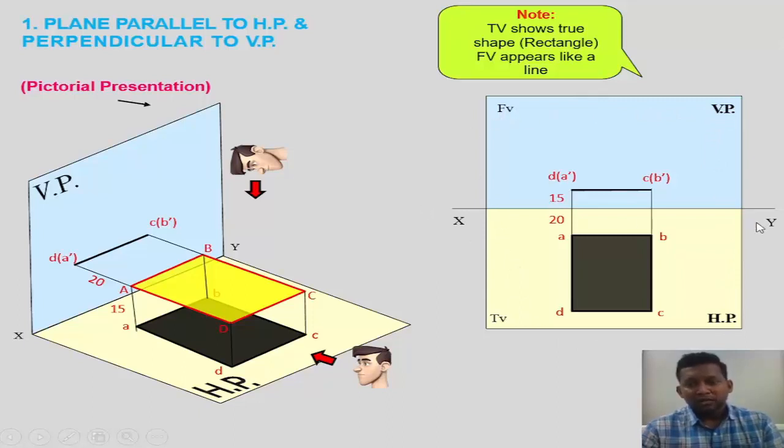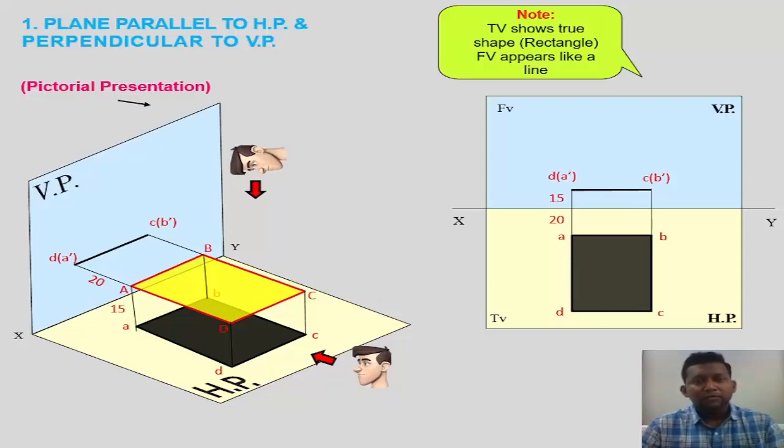Here is the XY reference line, and above the XY reference line, the entire area is your vertical plane. On the vertical plane, we project the front view; on the horizontal plane, we project the top view. You can see the three-dimensional representation of the quadrants here, the first quadrant. Since I can see the true shape in the top view, this is how I draw my final solution for the first position, plane parallel to HP and perpendicular to VP. You have to start the figure with the top view first.